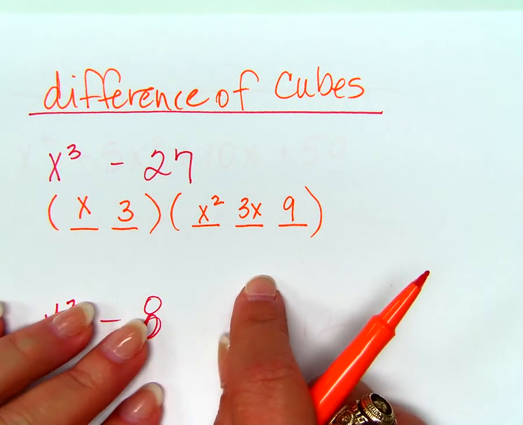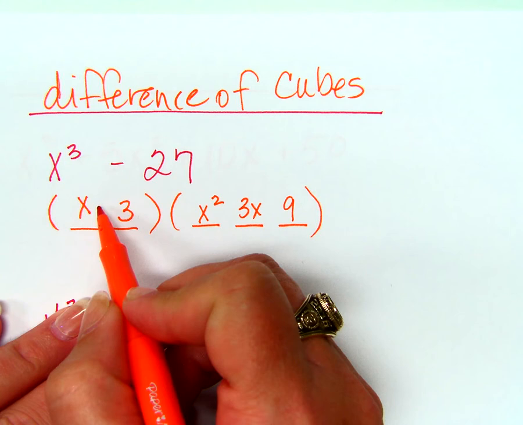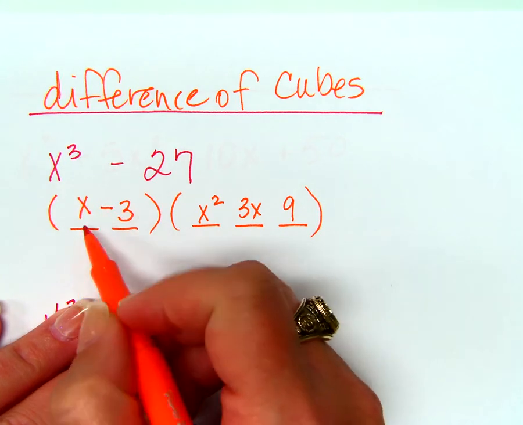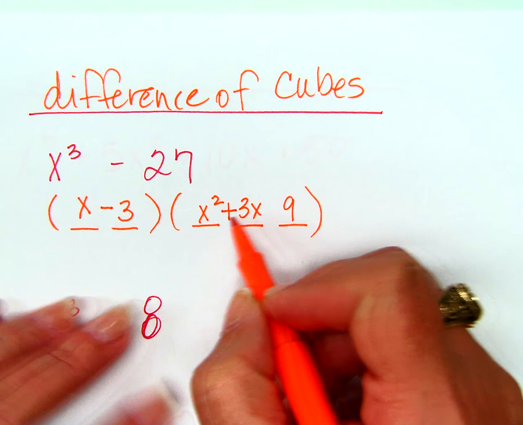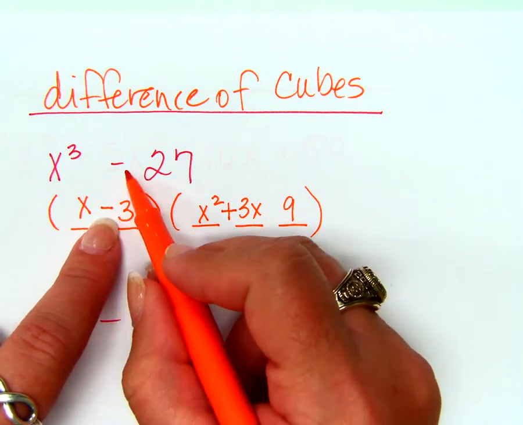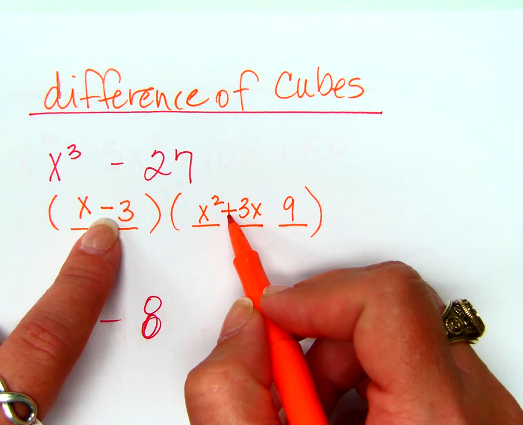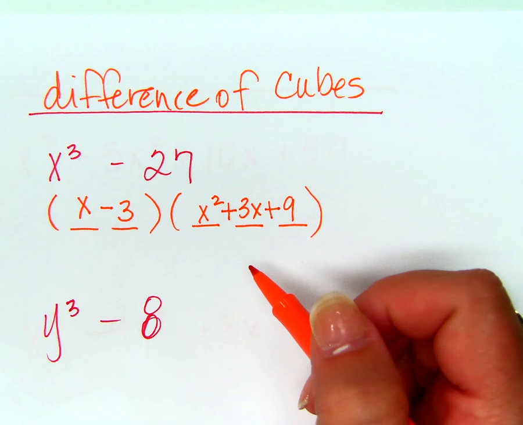Now let's do the signs. What's the sign in the problem? Then that's the sign in the binomial. The next sign is a plus because it's opposite of that one. So the first sign is what is in the problem. The next sign is opposite of that. So in this case it's a plus. And the last sign is always a plus. Always.